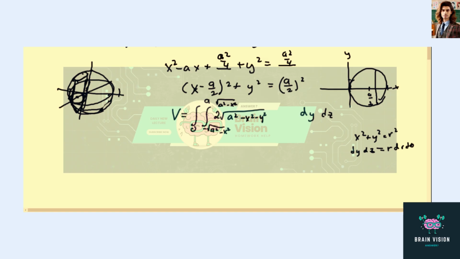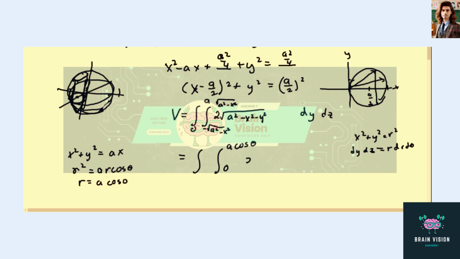And r is going from 0 out to this circle. So we need to fix it. It, remember, was x squared plus y squared equals ax. So r squared equals ar cosine theta, or r equals a cosine theta. Oh yeah, this isn't so bad. 0 to a cosine theta, 2 square root of a squared minus r squared, r dr d theta. And then to get all the way around the circle, you only have to go 0 to pi.